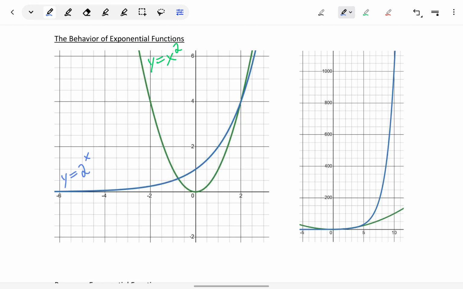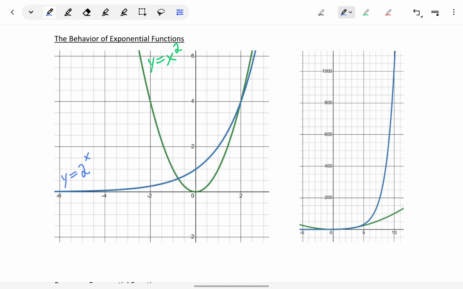Y equals x squared is a power function. Y equals 2 to the x is an exponential function. In a little bit, we'll talk more about why that is and the structure of those functions. But right now, we just want to focus on the behavior of these two functions and what we can just observe about the graphs.